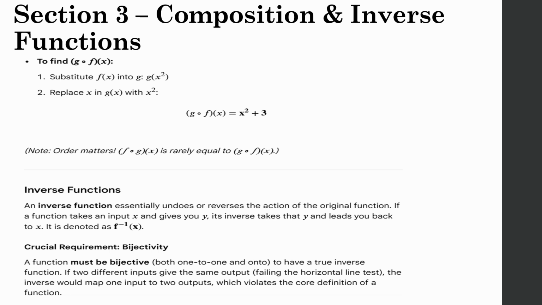Critical requirement for inverse function: bijectivity. A function must be bijective, that is, both one-to-one and onto, to have a true inverse function. If two different inputs give the same output, that is, failing the horizontal line test, the inverse would map one input to two outputs. This violates the core definition of a function.